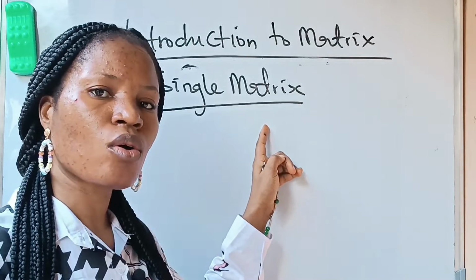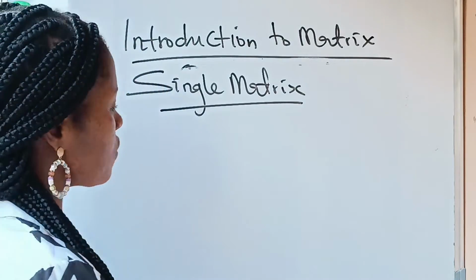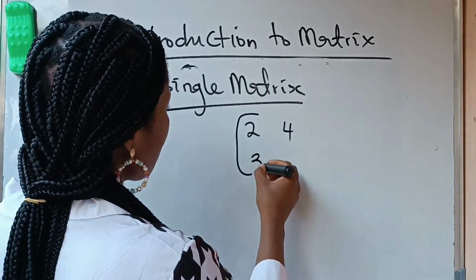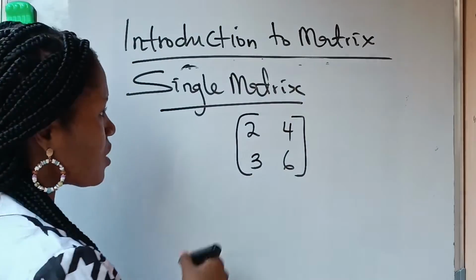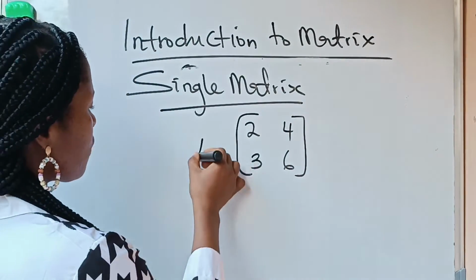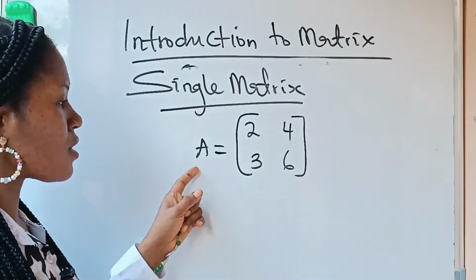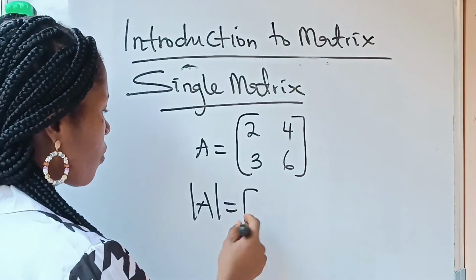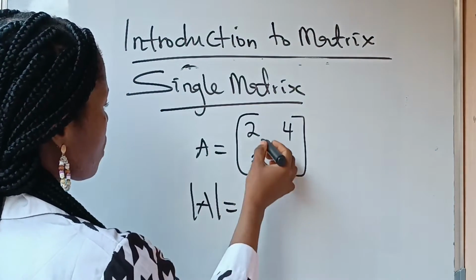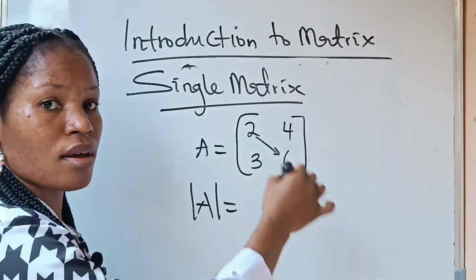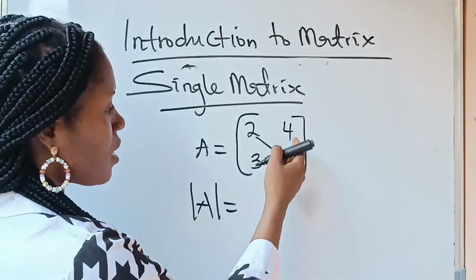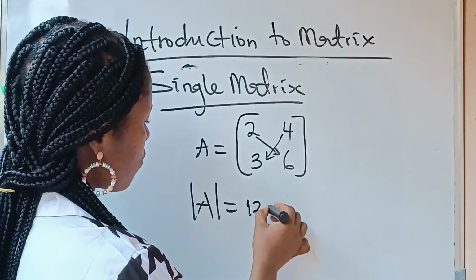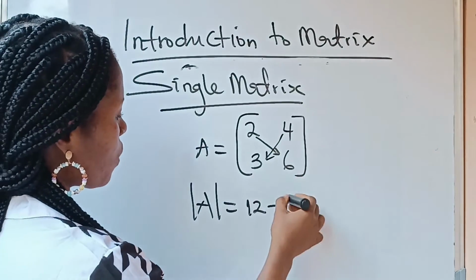I'll just give you a hint on how to determine the determinant of a matrix. For example, this particular matrix now, if we have 2, 4, 3, 6, this particular matrix is a singular matrix. Why? Because if this is A, the determinant of A, this is how to get it. Determinant of A is going to be equal to the right diagonal, which will multiply itself. The left diagonal will also multiply. So 2 times 6 will give you 12, minus 4 times 3 will also give you 12.